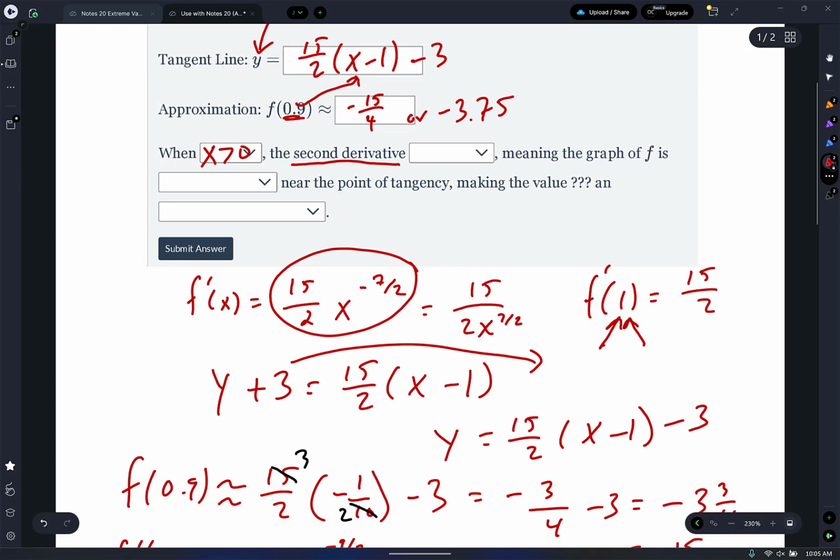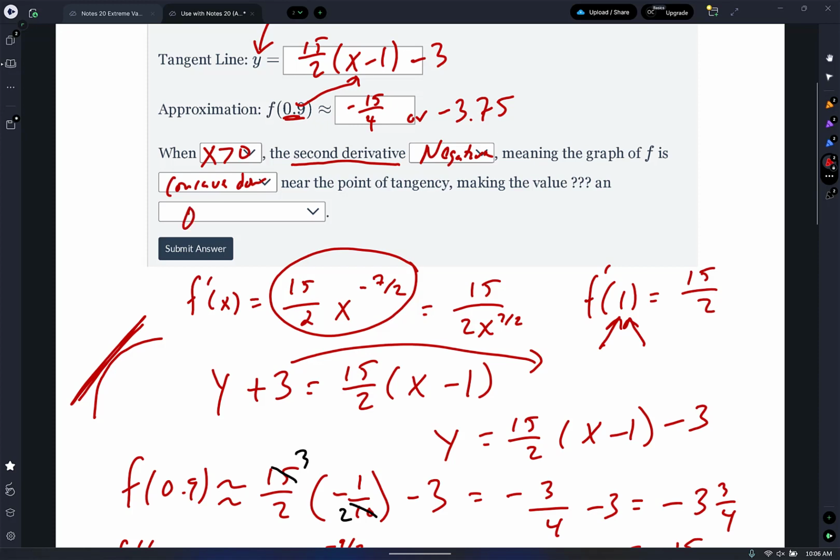So I put second derivative is negative. I took a screen capture, so I'll show you what I wrote. Meaning the graph of f is concave what? Concave down. Now, if you're concave down, that means the curve, or f, is like that, and the tangent line is above. Does that make sense? So if your tangent line is above the curve, is it an over or an under approximate? Over. An over approximate, and then you submit.